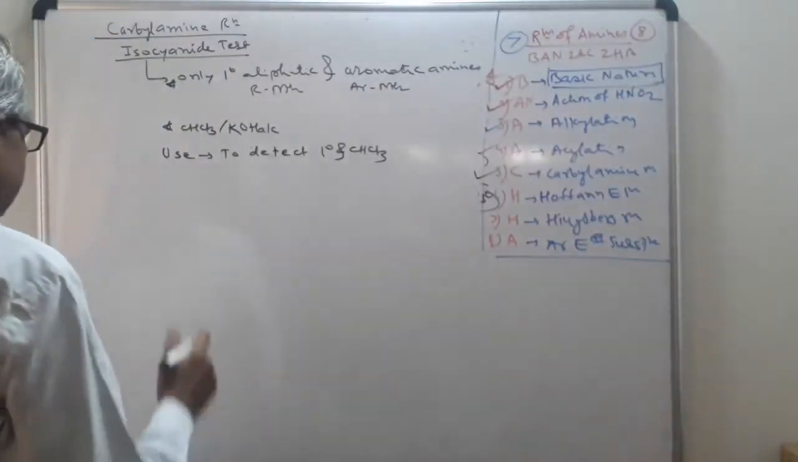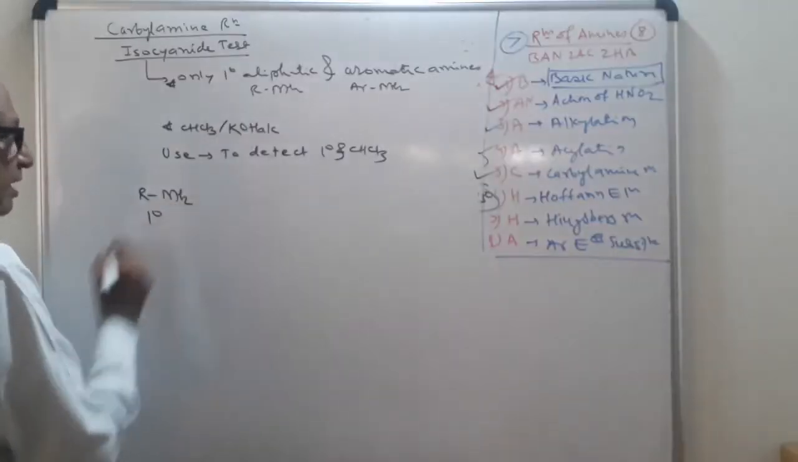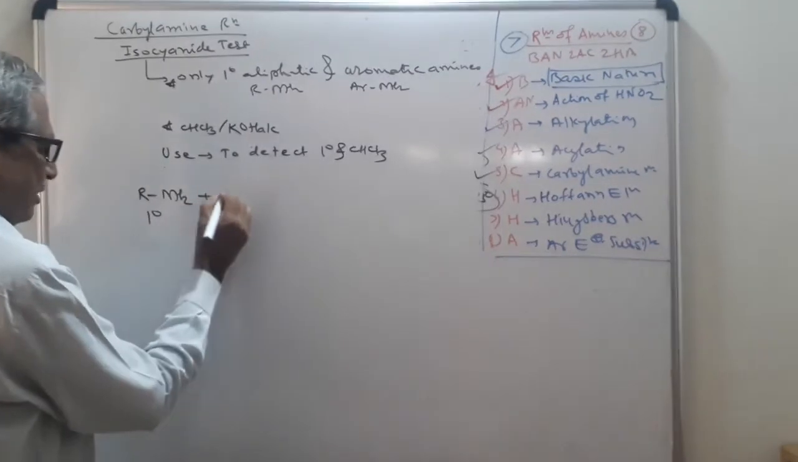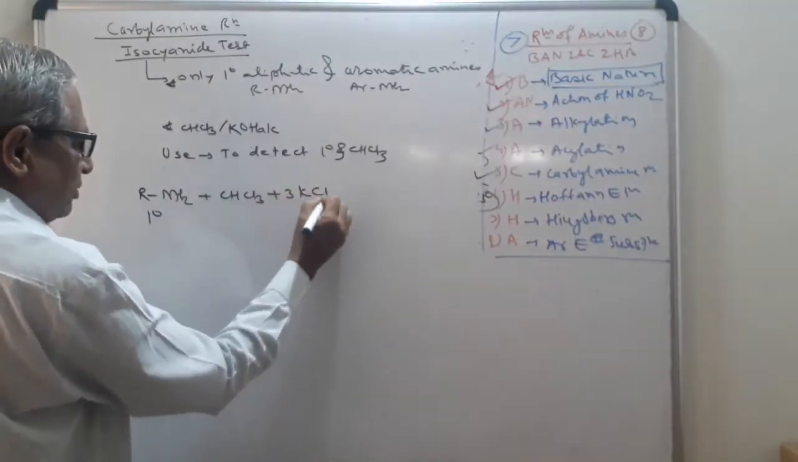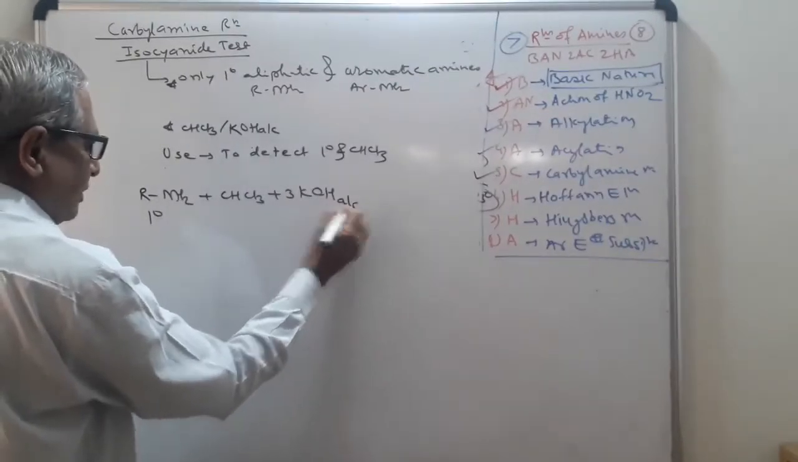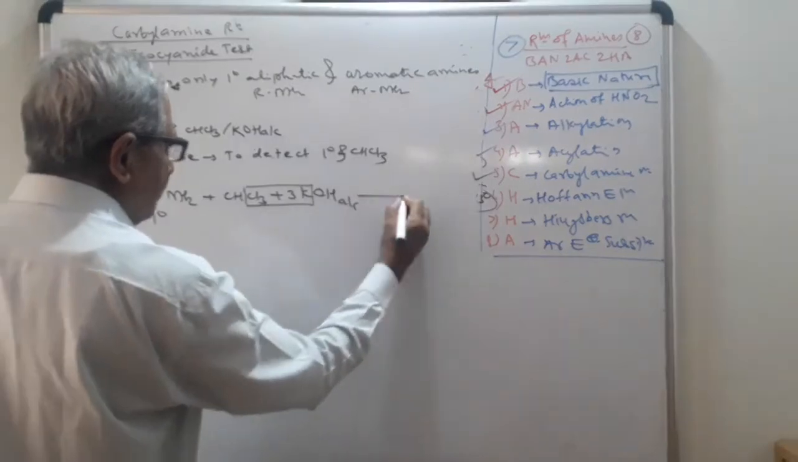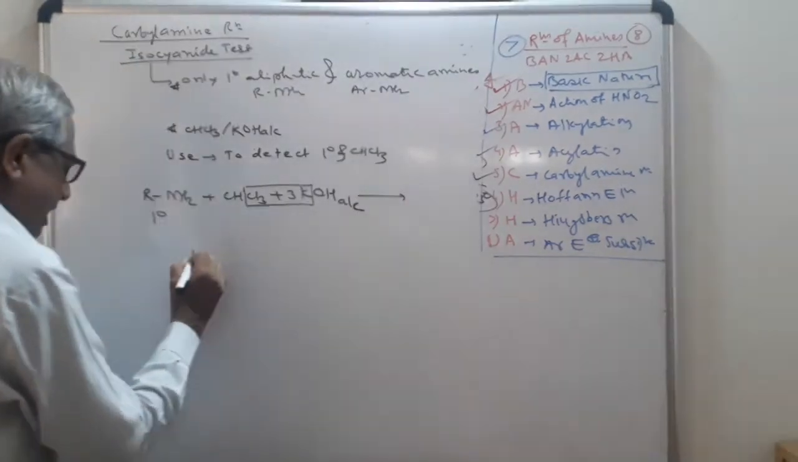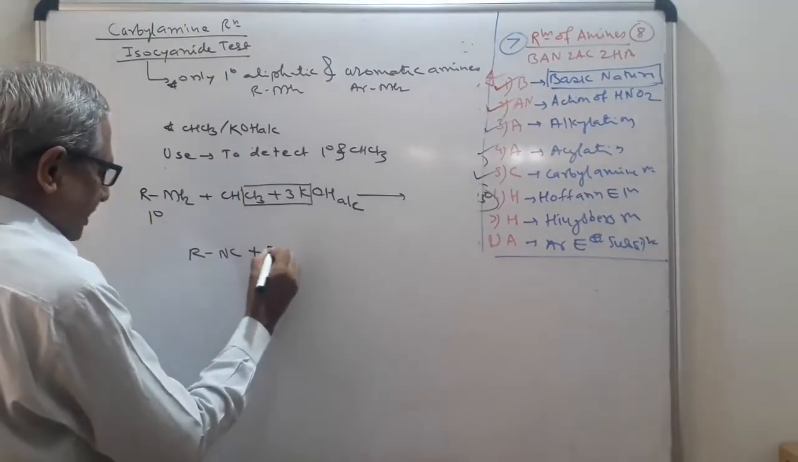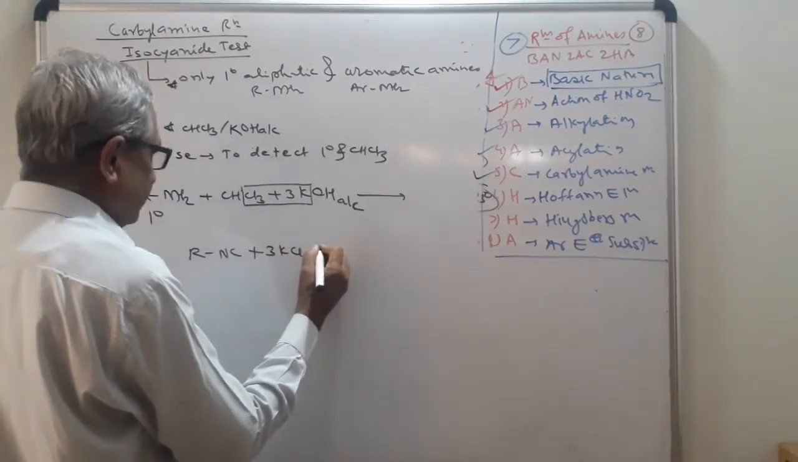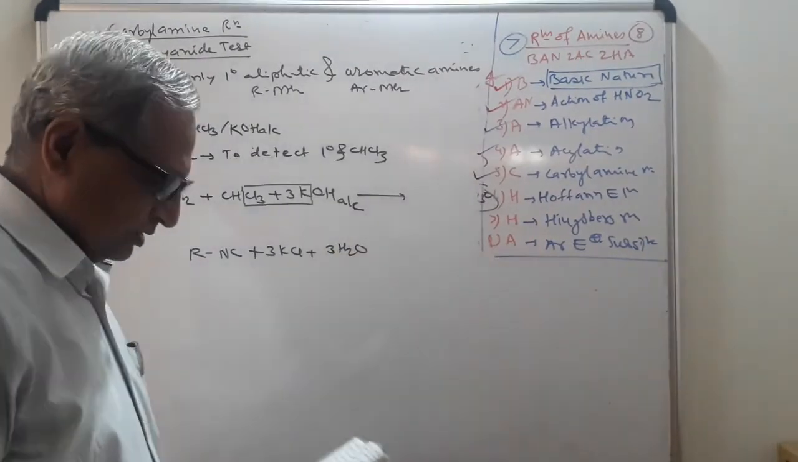Now see the reaction here, RNH2. This is a primary aliphatic amine. You can also take aromatic here. You will take the reaction with CHCl3. You will need 3 molecules of alcoholic KOH. You can easily remove 3 molecules of KCl and you will get the product RNC plus 3 KCl plus 3 H2O. So these are the products here.